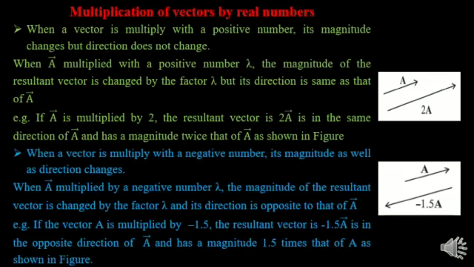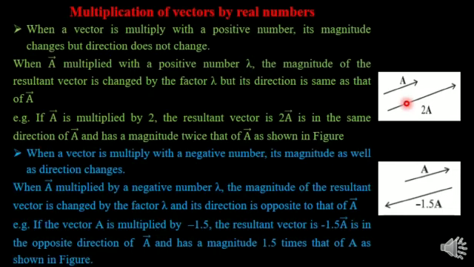Multiplication of vectors by real numbers. When a vector is multiplied with a positive number, its magnitude changes but direction does not change. When vector A is multiplied with a positive number lambda, the magnitude of the resultant vector is changed by the factor lambda, but its direction is same as that of A.